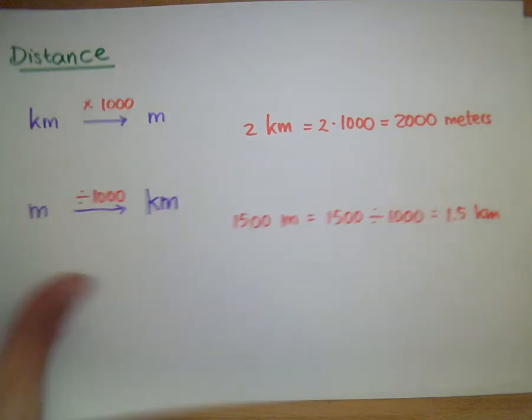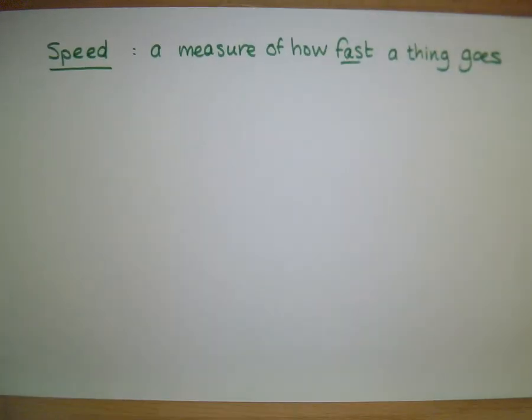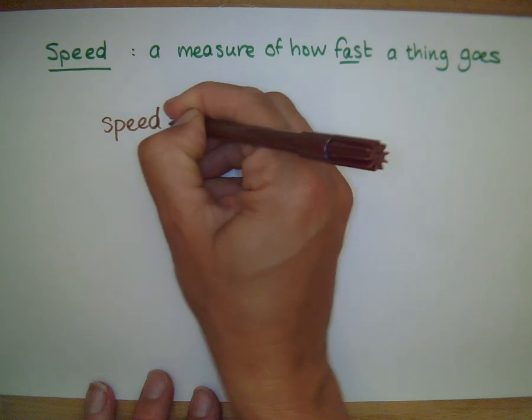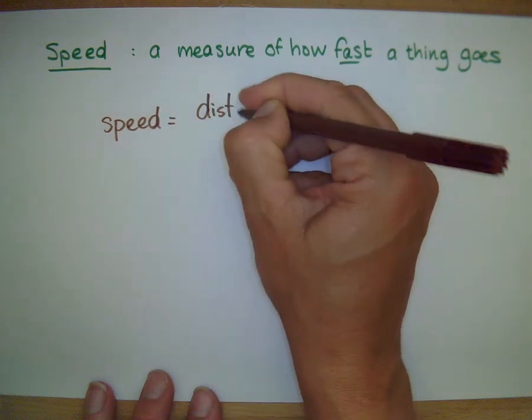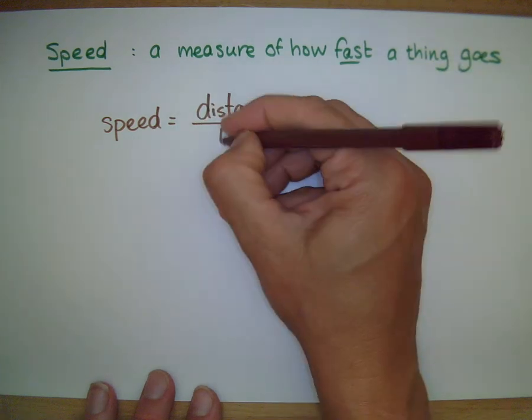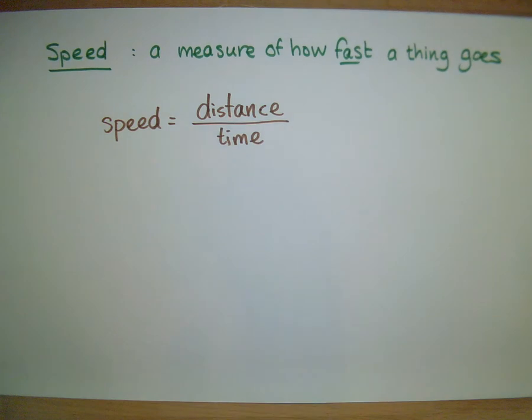Okay, now speed. Speed is a measure of how fast a thing goes, yeah? So if I have a high speed, I go fast. If I have a low speed, that means I'm going slow, right? That makes a lot of sense. The formula for speed is distance, how far I go, divided by the time it takes me to go that distance.